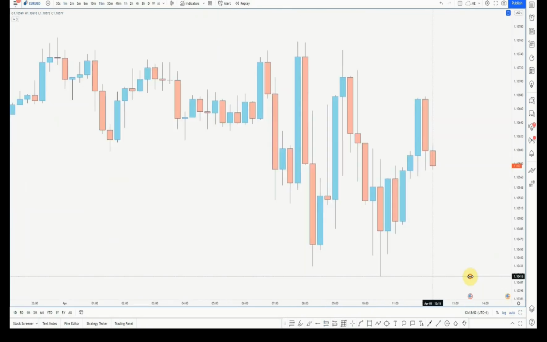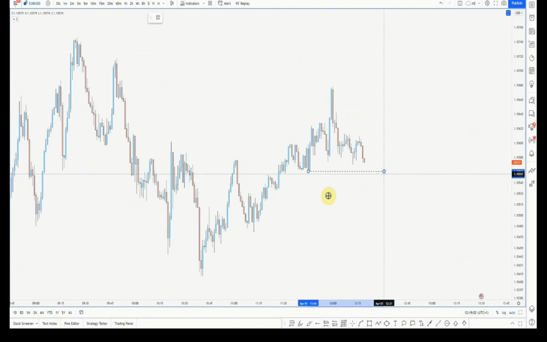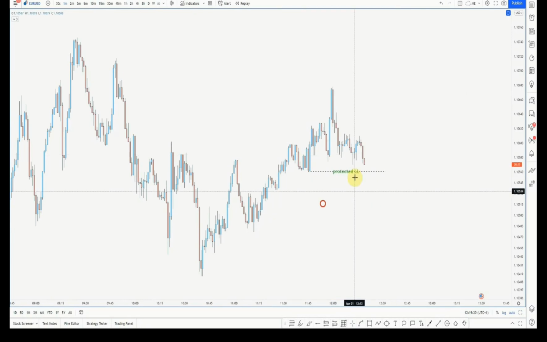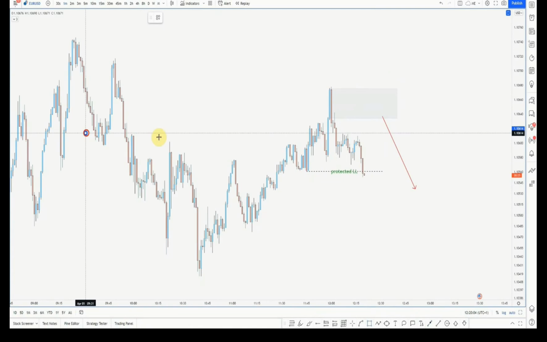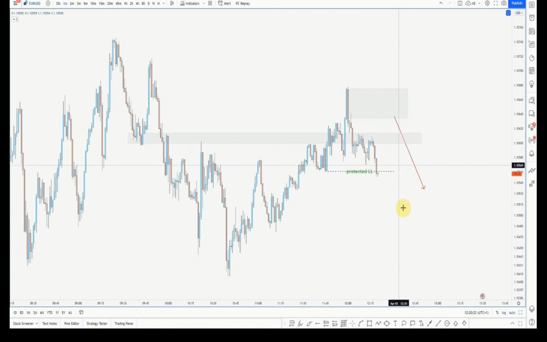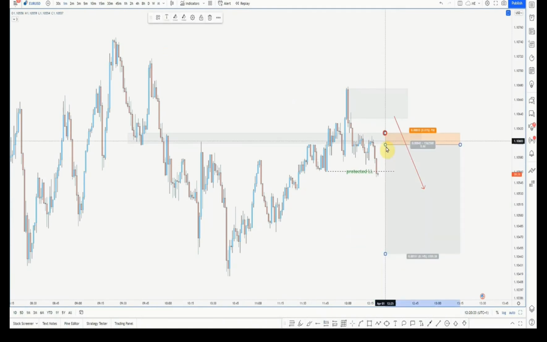Also here I have EU. I am looking for sell in the London session. This is a protected low. I am expecting the market to run this low and then retrace. I am looking for sell. Okay, the market broke the protected low and I am looking for sell.